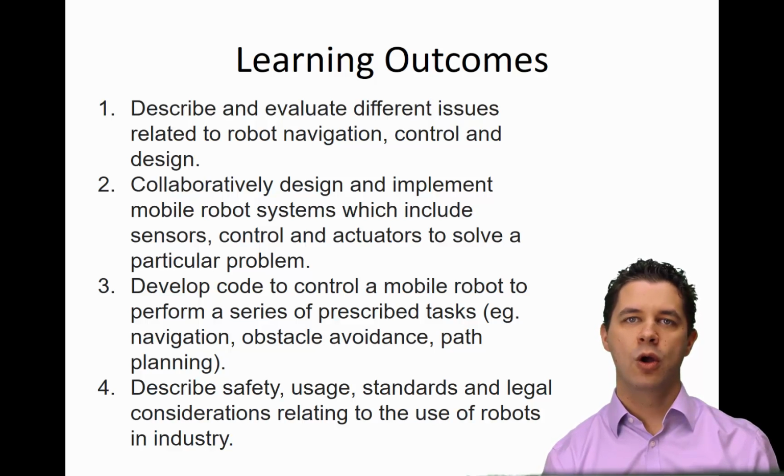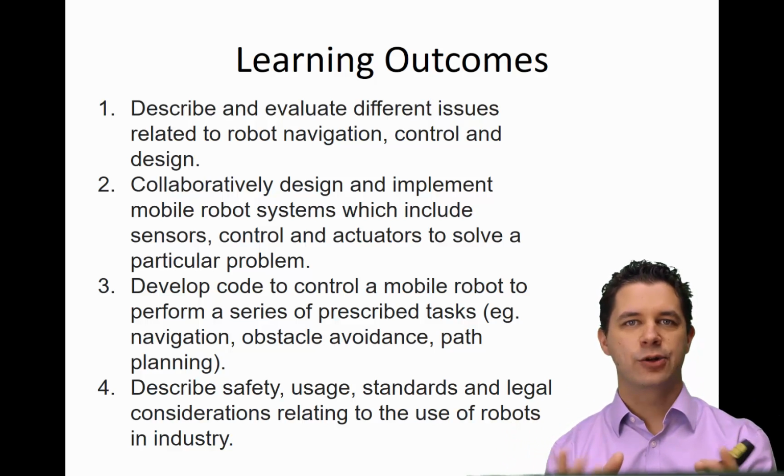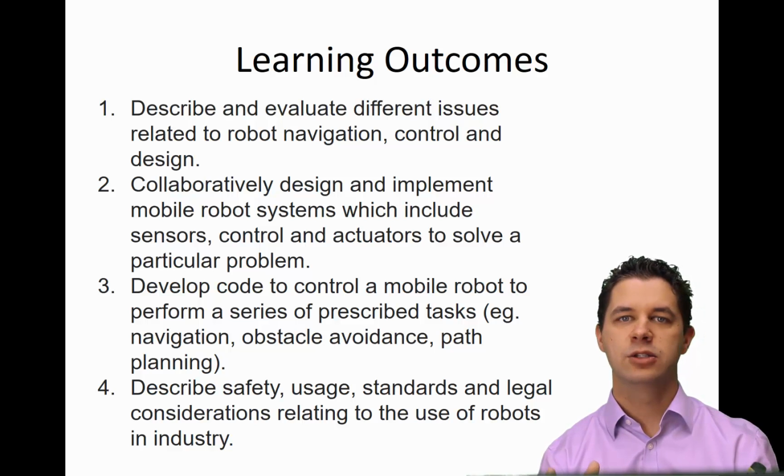Now here are the overall learning outcomes of this particular subject. You'll notice there are a few learning outcomes there, but one thing that puts them all together is they're all connected to robotics. So looking at different issues related to robot navigation, control and design. You're collaboratively designing something which involves sensors and control and actuators. Developing code to control robots to perform specific prescribed tasks. And finally, looking at safety and usage and standards considering robots as used in industry.